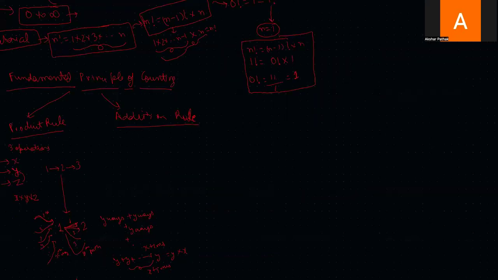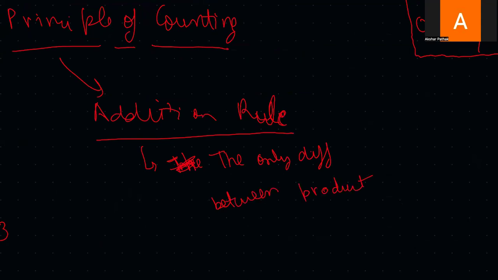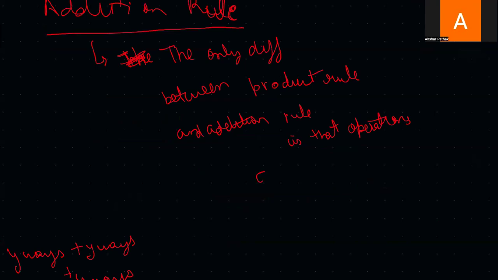And what is the addition rule? The only difference between the product rule and the addition rule is that operations are independent in this case. Very important.